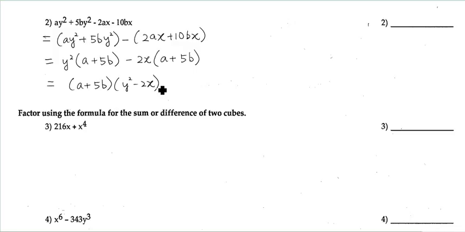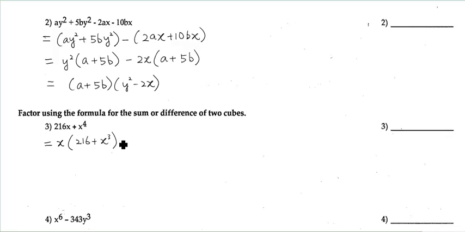Let's see number 3. We have two terms. And what can we do if we want to factor these two terms? The very first thing we need to do is check and see if they have anything in common. That should be the very first step in all kinds of factoring. So we have x in common. I'm going to factor out the x, and then the leftover will be 216 plus x cubed.